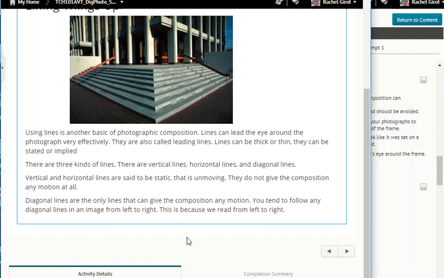Using lines is another basic of photographic composition. Lines can lead the eye around the photograph very effectively. They are also called leading lines. Lines can be thick or thin. They can be stated or implied. There are three kinds of lines: vertical lines, horizontal lines, and diagonal lines. Vertical and horizontal lines are said to be static, that is, unmoving. They do not give the composition any motion at all. Diagonal lines are the only lines that can give the composition any motion. You tend to follow any diagonal lines in an image from left to right. This is because we read from left to right.